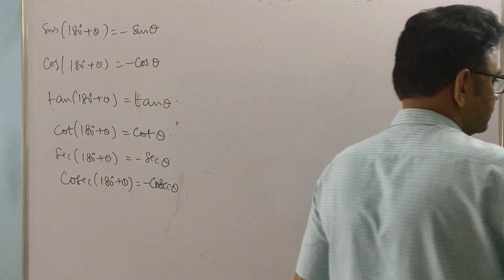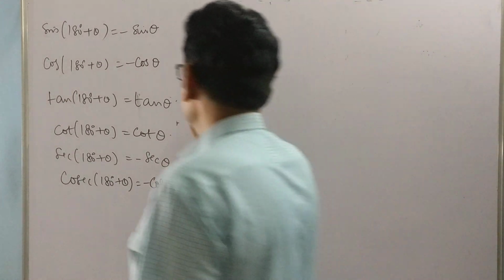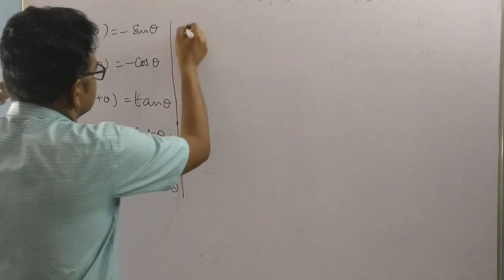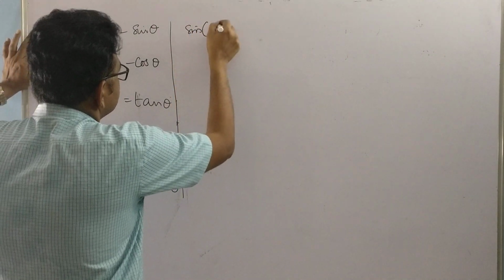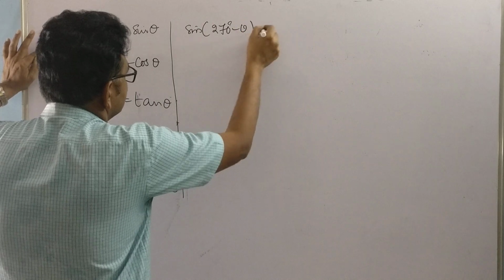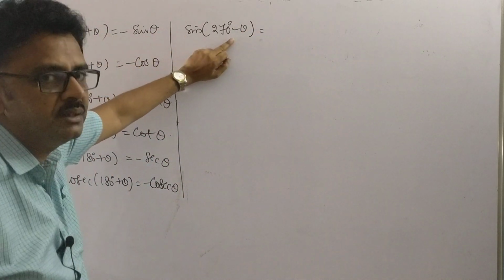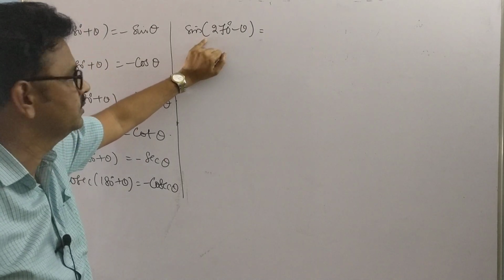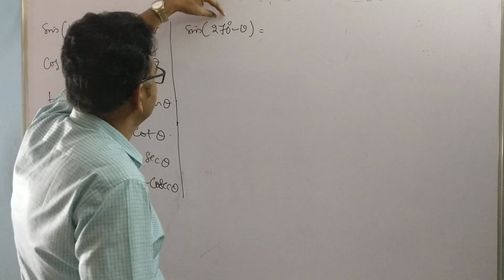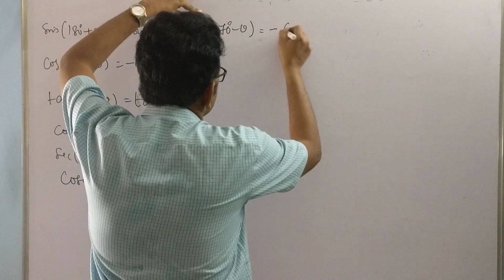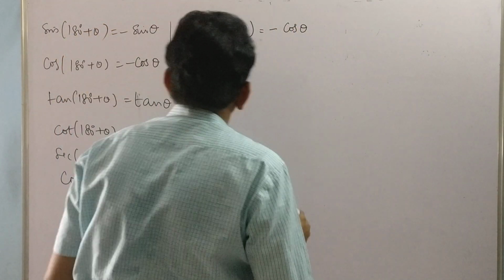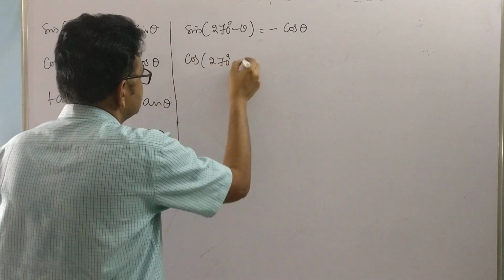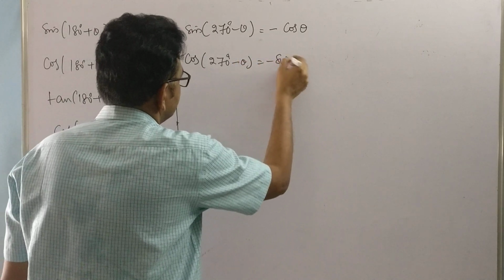Next one, trigonometric ratios of sine of 270 degrees minus theta. Sine of 270 minus theta means third quadrant. In the third quadrant only tan and cot are positive and the remaining are negative. So for 270 degrees, sine becomes cos. So this is minus cos theta. Cos of 270 degrees minus theta is equal to minus sine theta.